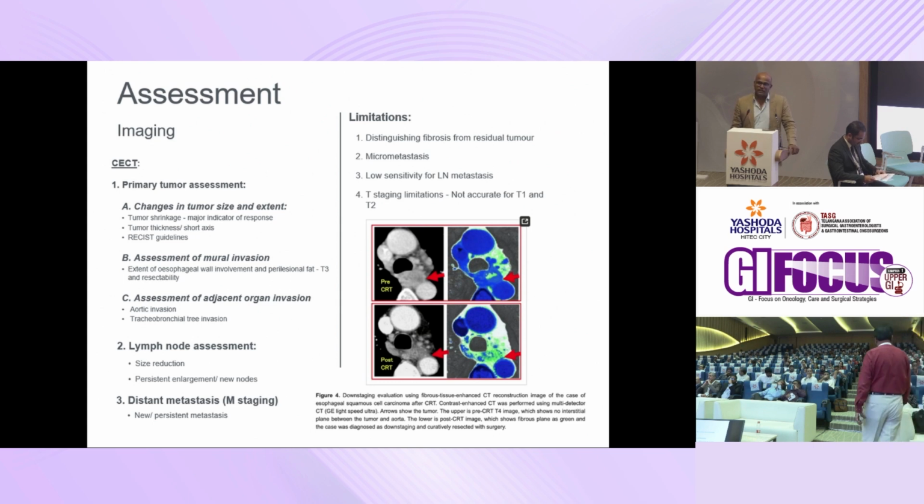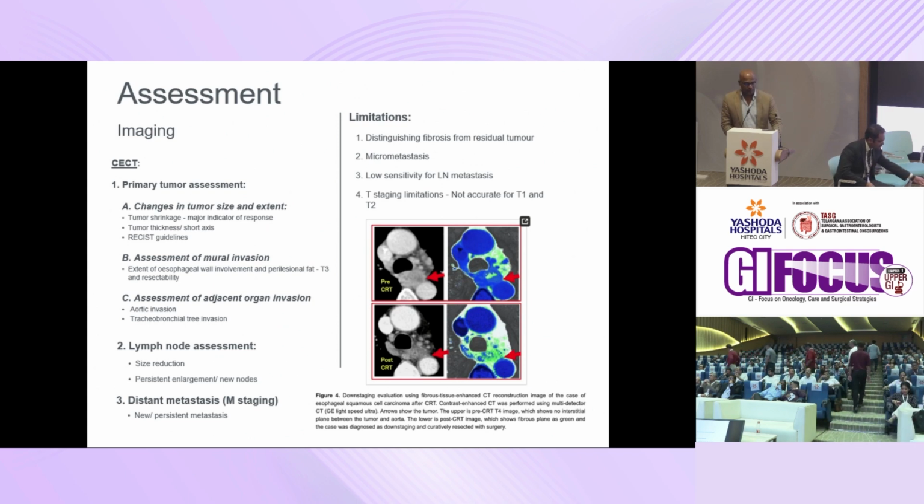So what do we look at in CT? We look at the changes in the tumor size and extent. When we look at the short axis and the long axis of the tumor, the decrease in short axis is more significant compared to the long axis. When the mural thickness is decreased, then there is a good tumor response. Then we have to look at T3 staging, perilesional fat stranding and all, then the surrounding organ involvement. Once there is an organ involvement, again, we have to consider whether to give a definitive chemoradiation or to go for any palliative methods.